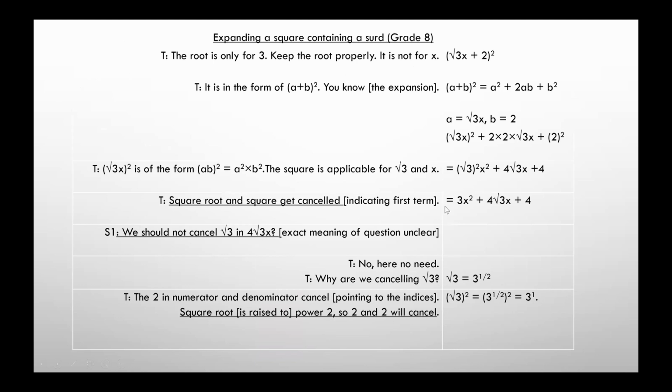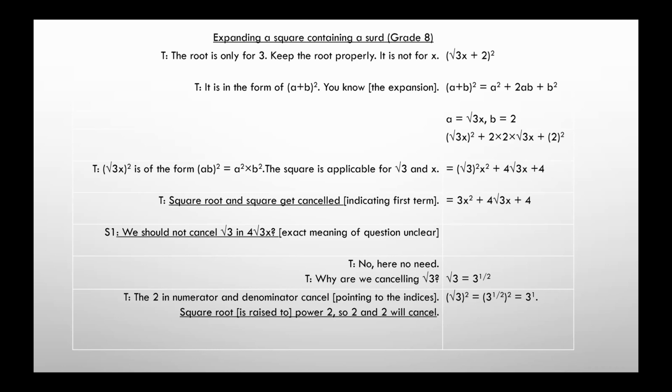So this is a grade 8 class, a fairly complex class. The teacher wants them to apply the (a plus b) whole square identity onto (root 3 plus 2) whole square and expand it. And she does the basic minimal work of identifying what is a and b, and what form (a plus b) whole square will take, that is a squared plus b squared plus 2ab. And at this point, she also tells children that (root 3 x) whole square is in the form (ab) whole square, which is a square into b square.